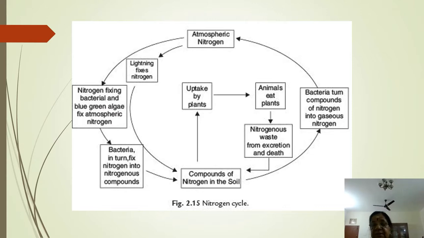After that, it has to be assimilated by the green plant, which is then passed on to a series of consumers in a food chain: primary consumer, secondary consumer, tertiary consumer. Again, they are decomposed. That is how it is passed on in the food chain. I hope you are able to follow this.